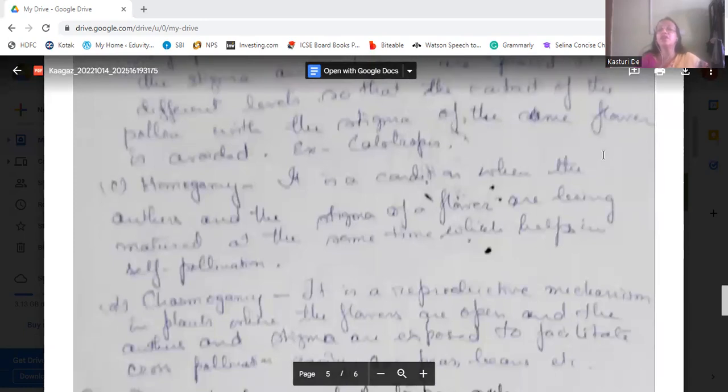Then homogamy is a condition where the anthers and the stigma of the flower mature at the same time, which helps in self-pollination. Then chasmogamy is a reproductive mechanism in plants where the flowers are open and the anthers and the stigma are exposed to facilitate cross-pollination. It's the opposite of cleistogamy. In cleistogamy, the flowers do not open and the pollination takes place within the closed flower, that is, self-pollination occurs. Here in chasmogamy, the flowers remain open and the anthers and the stigma are exposed and therefore cross-pollination is facilitated.